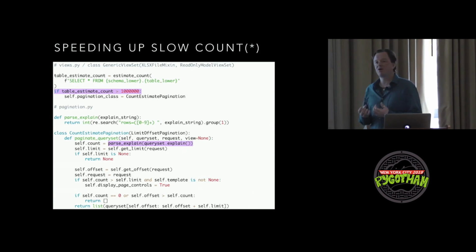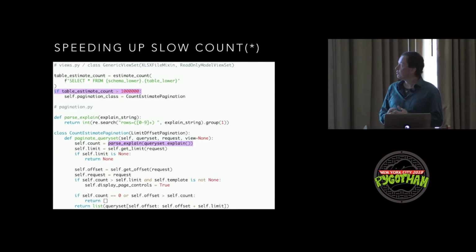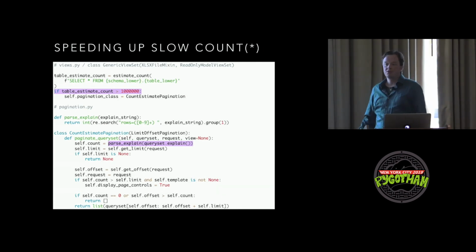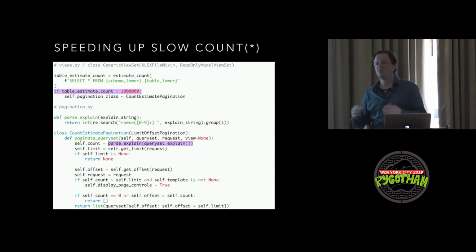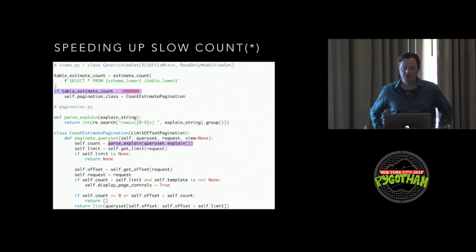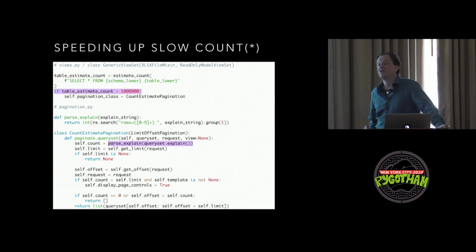And if the estimate thought there were more than 1 million rows, we set our pagination class to be count estimate pagination. So in this way, if the estimate thinks there are less than 1 million rows, we say, okay, use the accurate select count. If it thinks there are more than 1 million rows, let's use the limit offset pagination. 1 million seemed like a nice round number to do the cutoff on. And this has worked out pretty well for us.